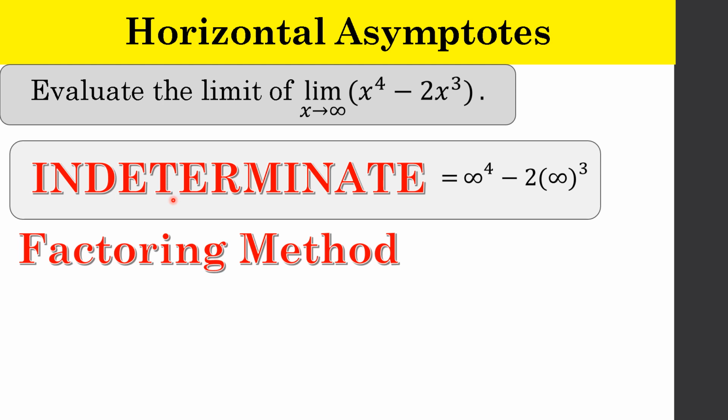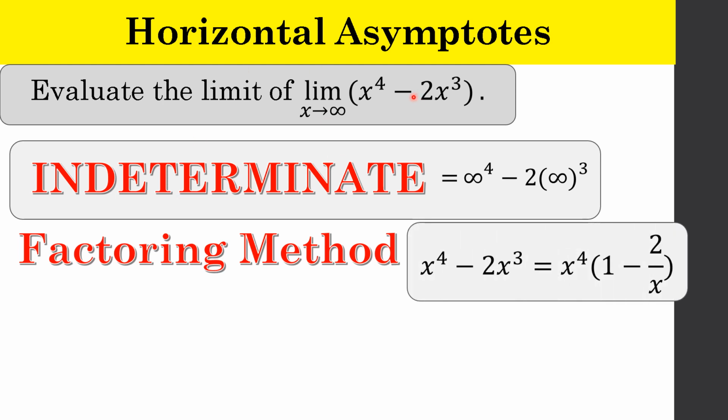Ito yung pangalawa. So, i-factor natin yung function natin, which is x to the fourth power minus 2x cubed. Common monomial factor, ilalabas lang natin yung x to the fourth power. Pwede din x cubed, pero dito, gumamit ako ng x to the fourth power, para meron tayong presence of yung form kanina, yung theorem number 4, which is the limit of 1 over x to the nth, di ba? Which results to 0. So, eto yung factor form ng ating x to the fourth minus 2x cubed: x to the fourth times 1 minus 2 over x.